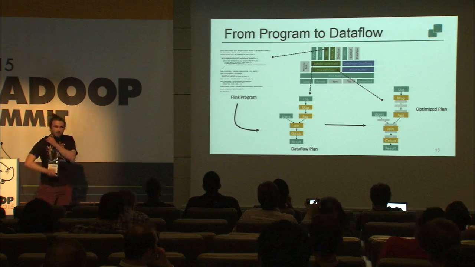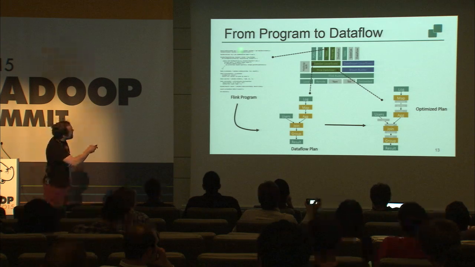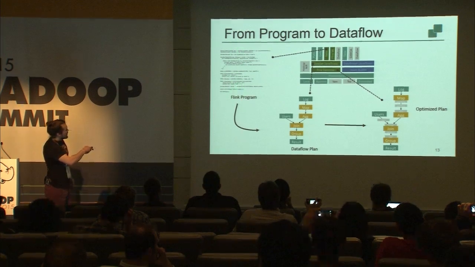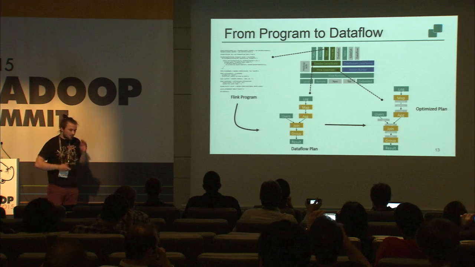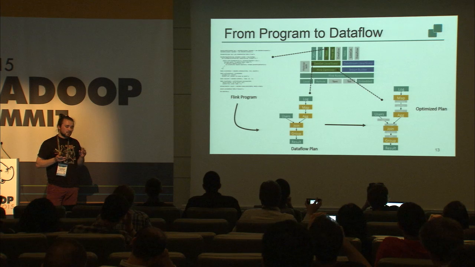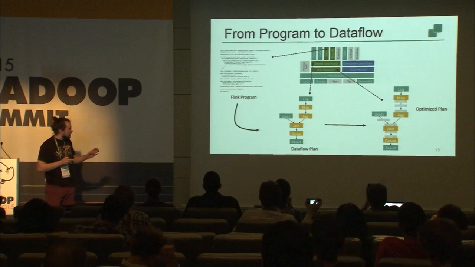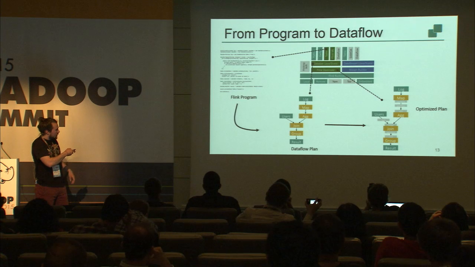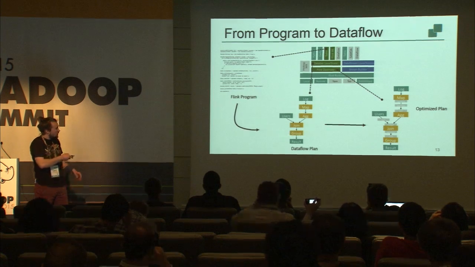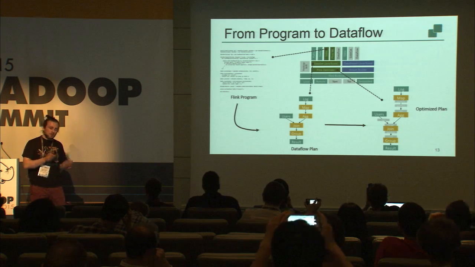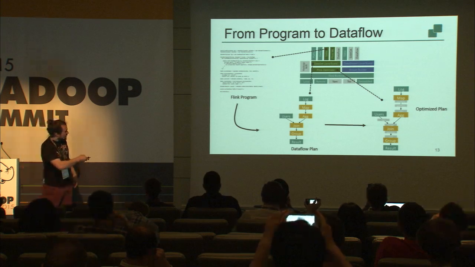So now, what happens under the hood? This is all the code snippets I showed you, but concatenated together. When you write the program, no execution happens actually. Only at the end, when you call this execute call, is a data flow plan created from all these statements, from the table statements, from the dataset, from the function API. We create this execution plan.